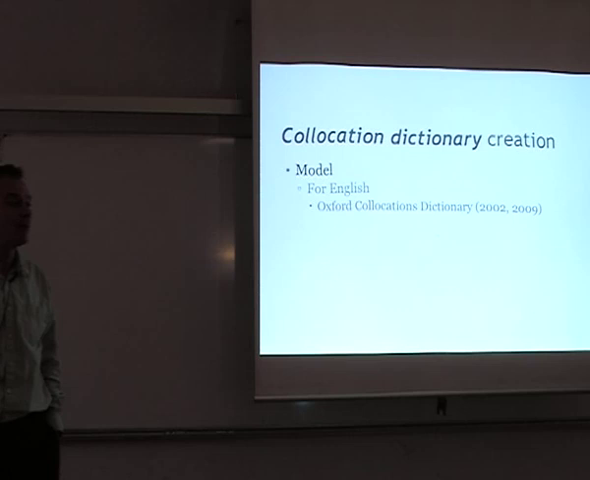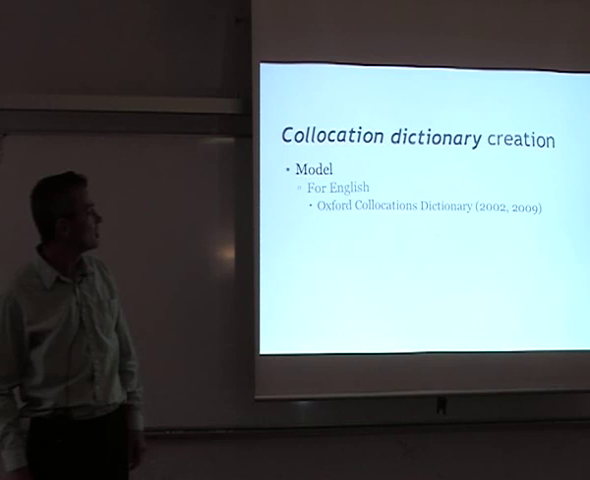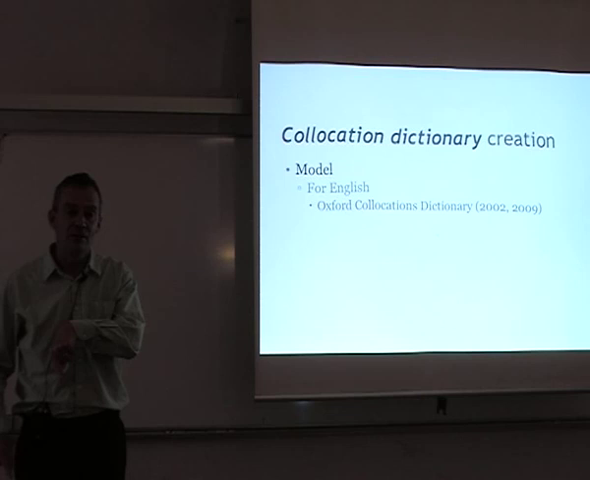The task that we've come up with is collocation dictionary creation. The premise is that an ideal corpus combined with ideal software along the way would enable us to produce a collocations dictionary, something like the Oxford Collocations Dictionary, which has had a couple of editions now for English. It would enable us to produce that dictionary automatically. That's what we'd like to be able to do.